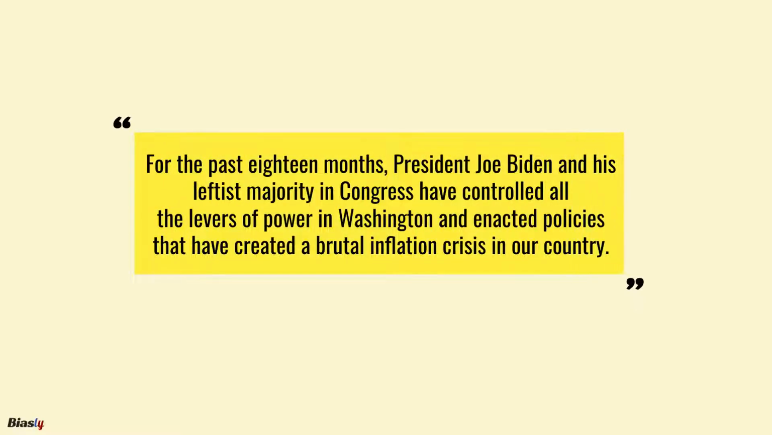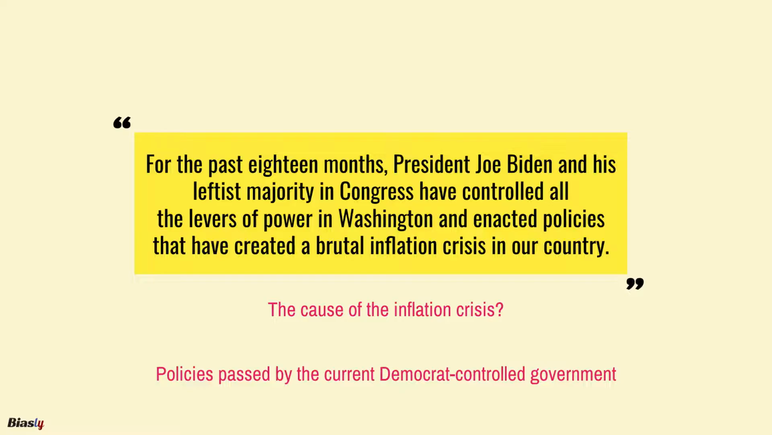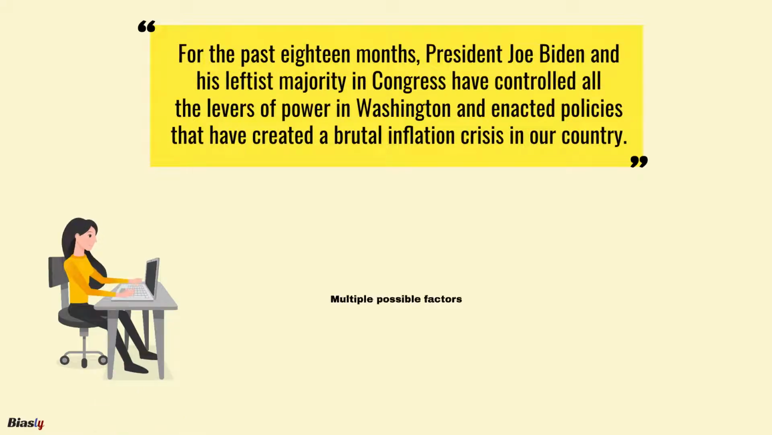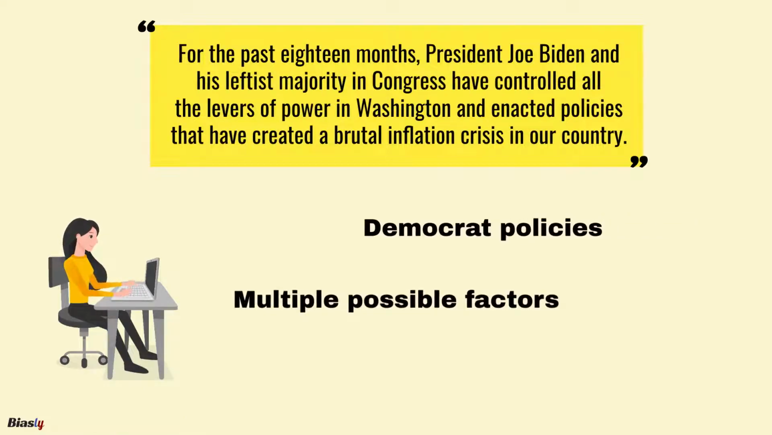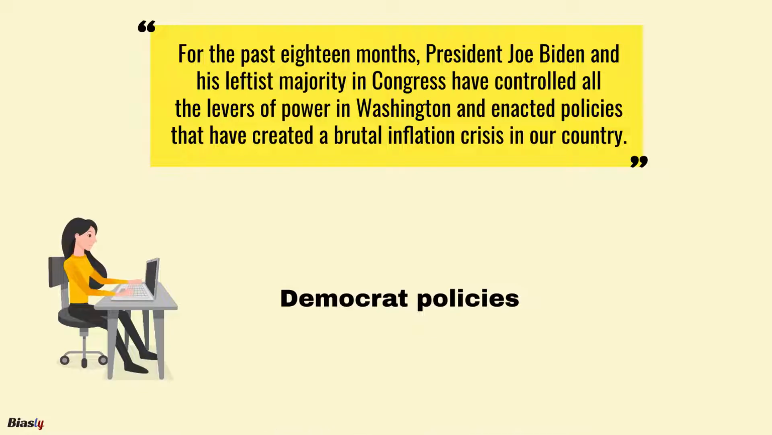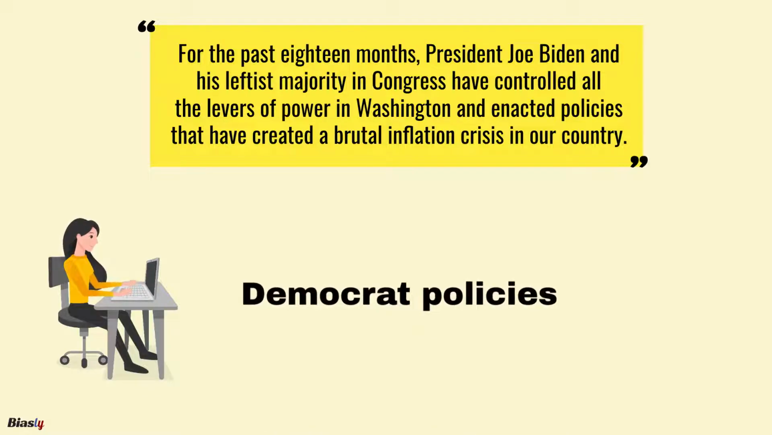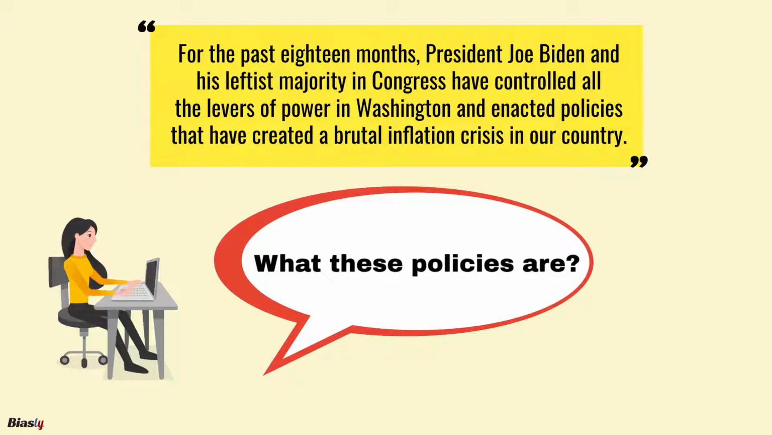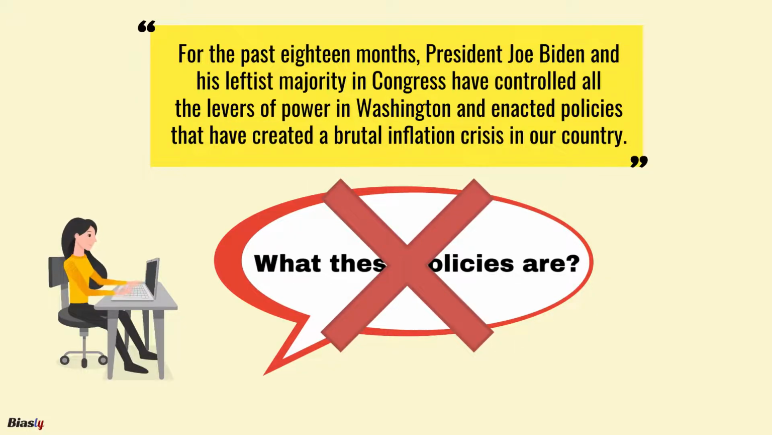The first sentence attributes the cause of the inflation crisis to policies passed by the current Democratic-controlled government, while emphasizing the extent of the inflation. The author seems to zero his focus on Democratic policies only, rather than discussing multiple possible factors that could have also contributed to inflation. Further, the author doesn't clearly state what these policies are until later, without explaining any economic theory of why or how this has happened exactly.